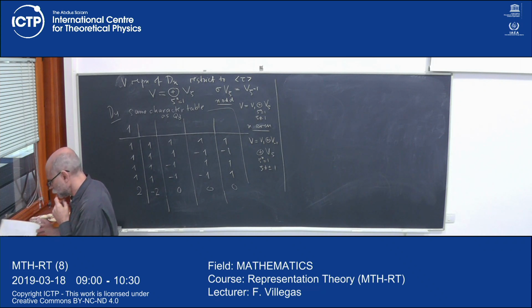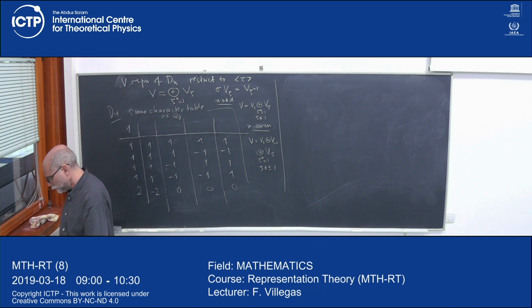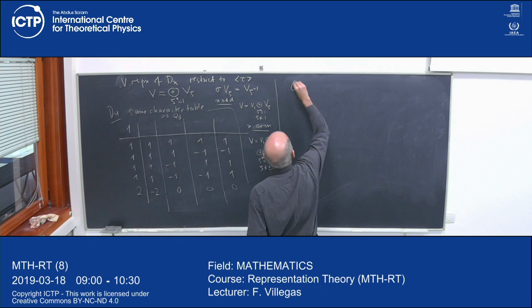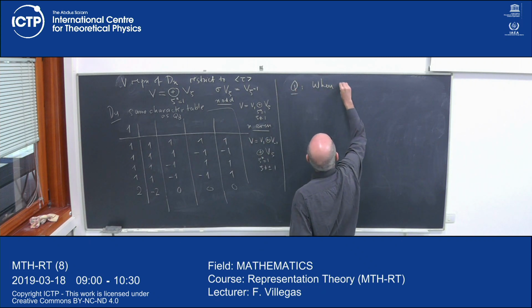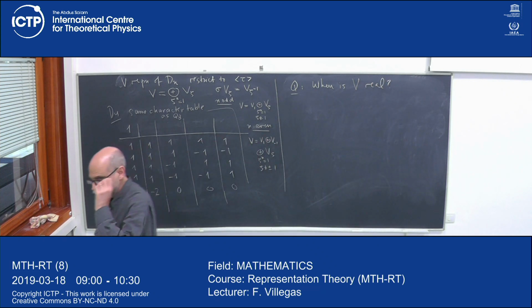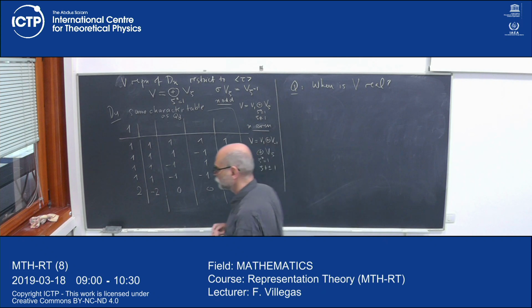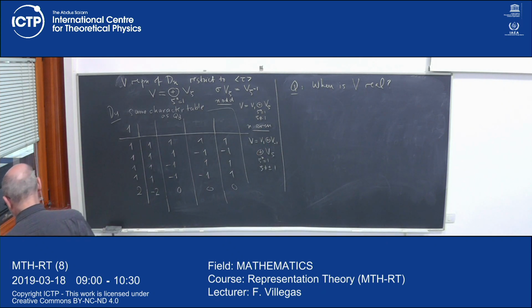So now our task is to somehow figure out, if we have a representation, when can we be sure that it comes from an action over R, and when can it not? So the question then is, when is V real? V is a representation a priori over the complex numbers, and we want to determine when it comes from something defined over the real numbers.